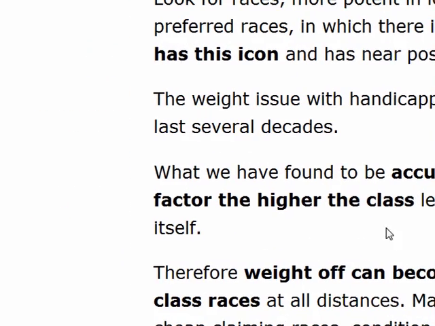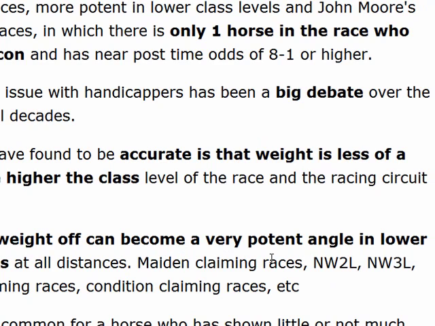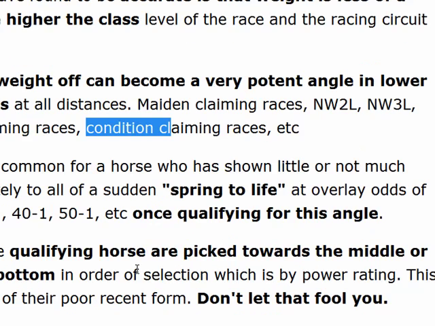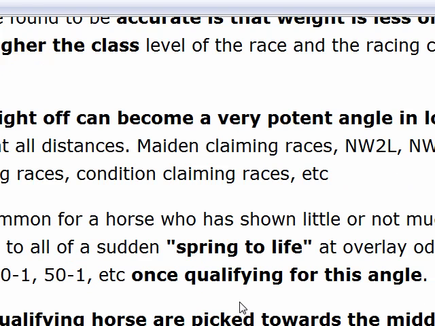So that is perfect so far. Therefore, the weight off can become a very potent angle in lower class races at all distances. Maiden claiming races, non-winners of 2 lifetime, that's what we're looking at. Non-winners of 3, cheap claiming races, conditional claiming races, etc. It is not uncommon for a horse who has shown little or not much positively lately to all of a sudden spring to life at overlay odds once qualifying for this angle. Okay?